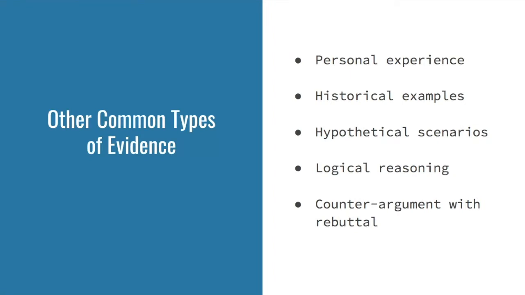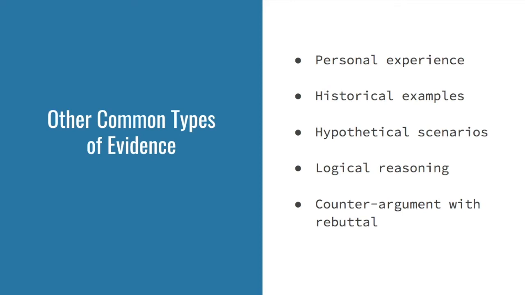So we talked about primary sources and we talked about secondary sources. Here are some other common types of evidence that you might use when you're trying to support the claims that you're making in your writing. So you could use personal experience. In some cases, that is totally legitimate and could help you make your case very well. It might be more welcomed in humanities disciplines.